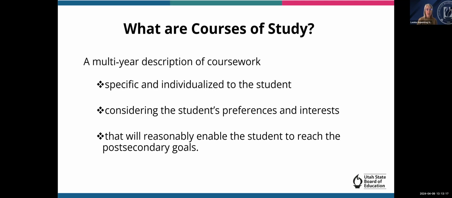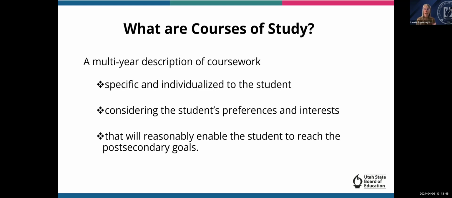So it is required that on the transition plan, there is written a multi-year description of coursework. What that means is, let's say the student is right now in 10th grade. We are not just going to list what they are taking in 10th. We are going to list what they're taking in 10th and 11th and 12th. So it's multi-year, right?